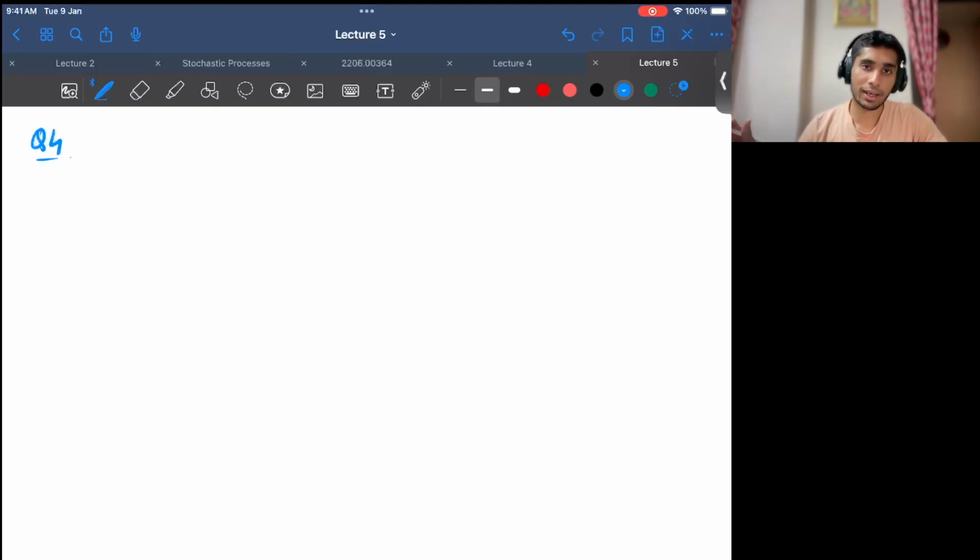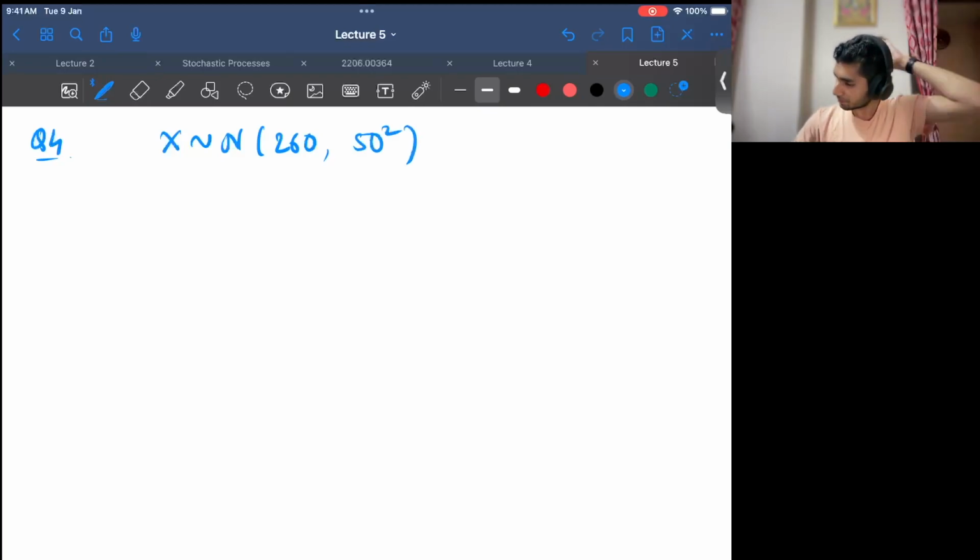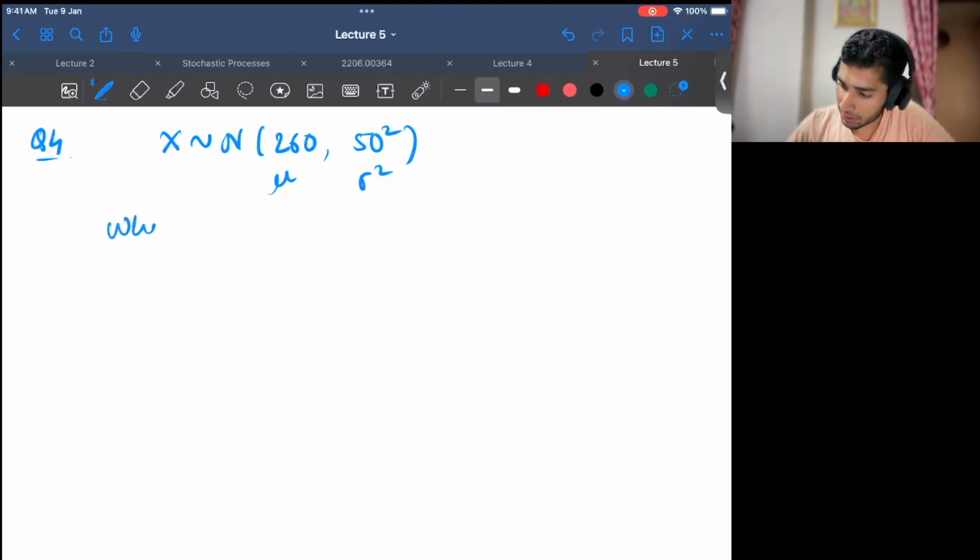You did a survey and you came to this conclusion that this random variable, let's denote it by x, is actually normally distributed with mean 260 minutes and a standard deviation of 50 minutes. So this is your mean and this is your sigma square. The question is, what is the third quartile of battery life?